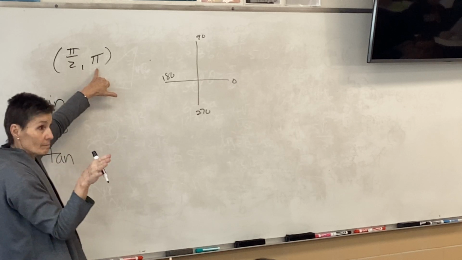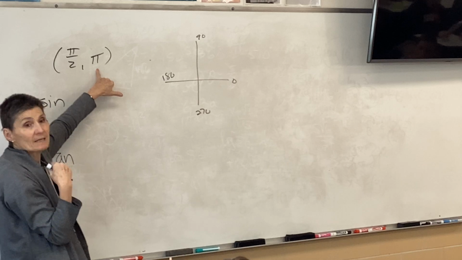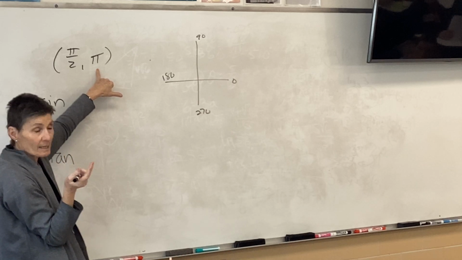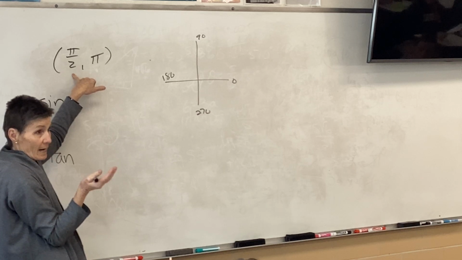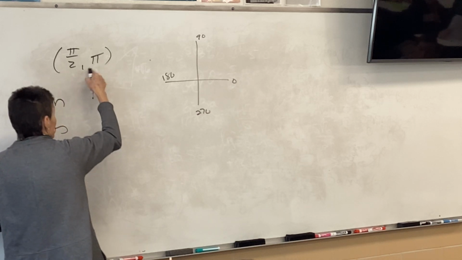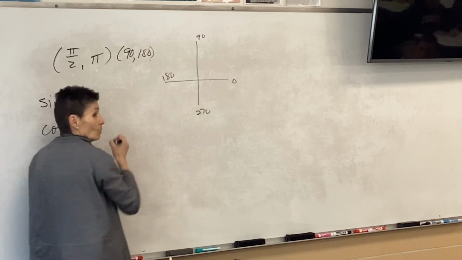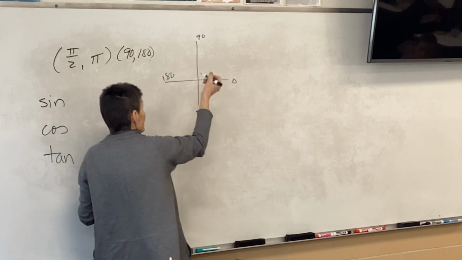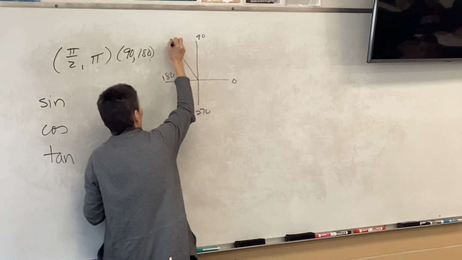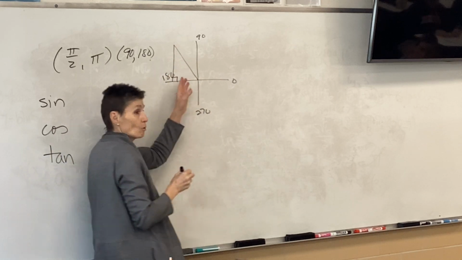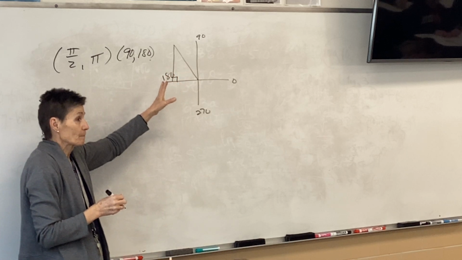What's pi? 180. I'm talking about in degrees. Oh, pi would be 180. And pi over 2 then would be 90. So this is the same as saying you're between 90 and 180. So this angle we're talking about, I don't know what it is, but would you agree it's over here in quadrant 2? Yeah. Between 90 and 180.